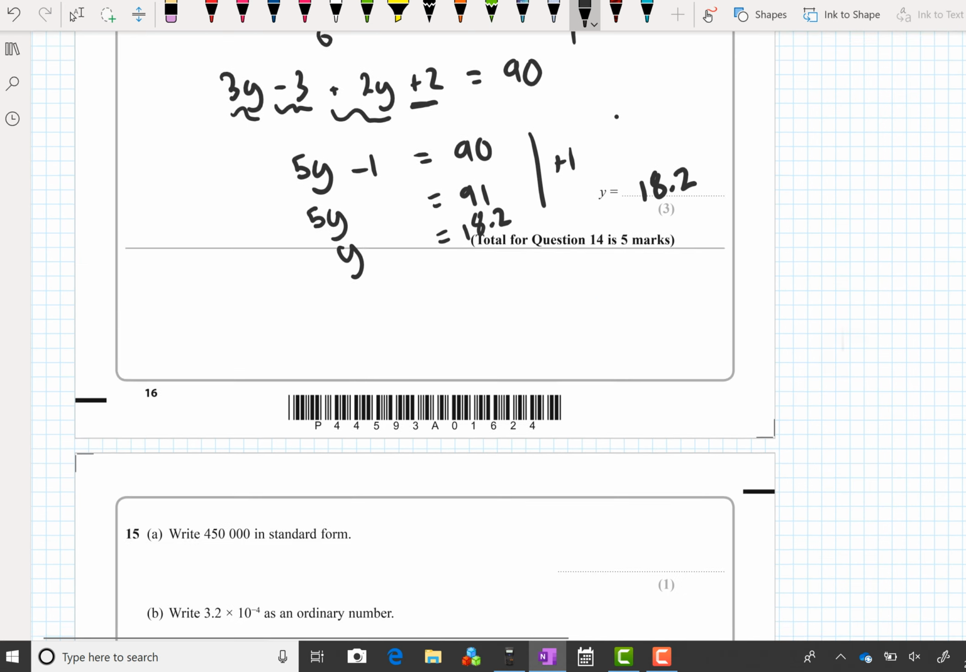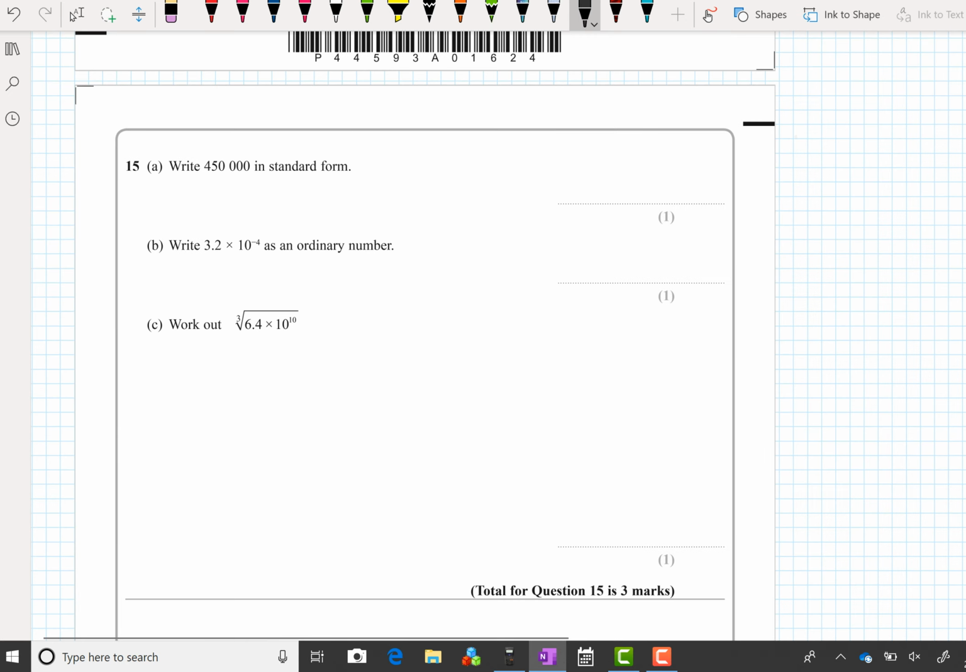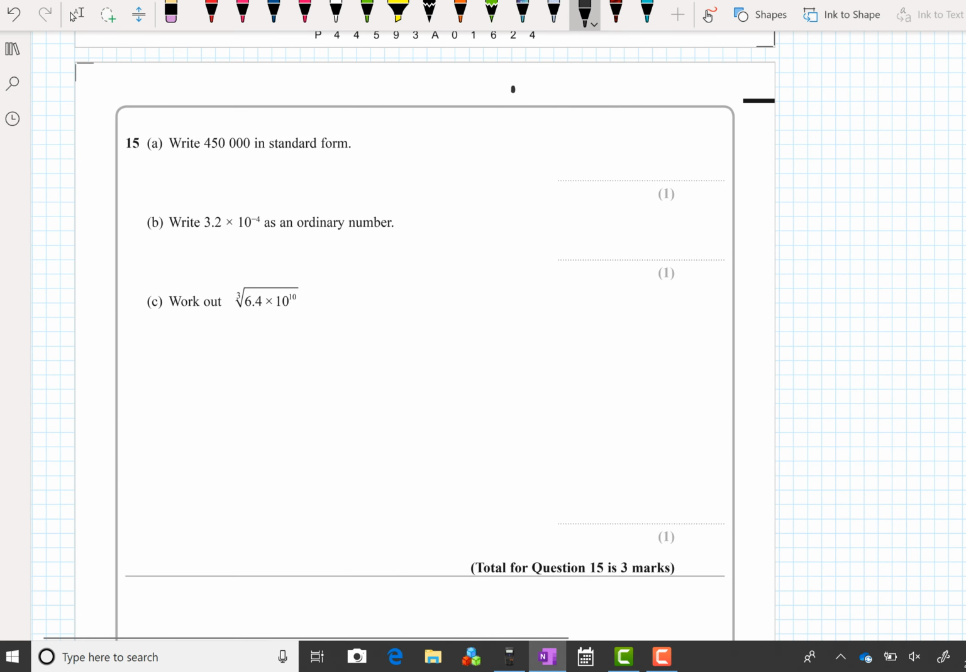Right, 450,000 in standard form. In standard form, you need a number which is between 1 and 10. Not 1, not 10, but in between. And it's times 10 to the power of something. That's how you represent a number in standard form. This number is currently not in standard form. If I wanted to move this into standard form, I need to move the decimal place once, twice, 3, 4, 5 times. It will become 4.5 times 10 to the 5.